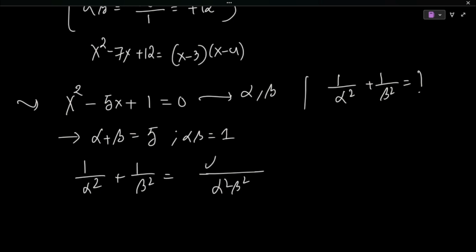Therefore, we get alpha square plus beta square in the numerator. What are the values that we have? Alpha plus beta and alpha beta. Well, if alpha beta is 1, then alpha square beta square is nothing but alpha beta whole square. We shall write that this is nothing but alpha beta whole square.